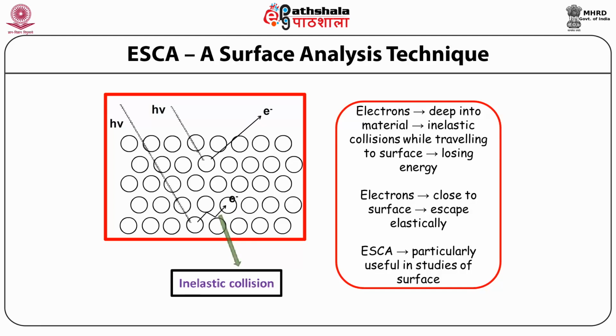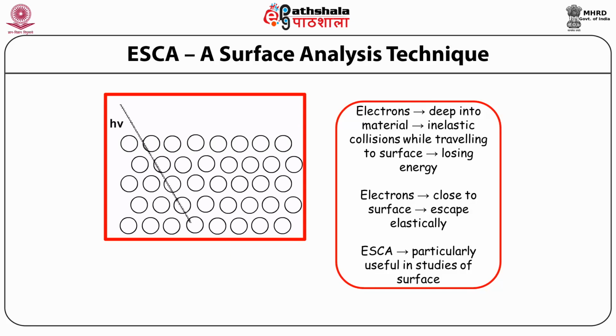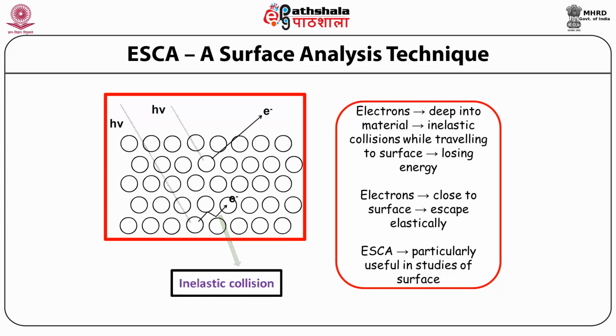The second possibility is that electrons close to the surface, which is indicated by h nu, an electron E is coming up, getting ejected out. So electrons close to the surface escape the surface. This is what is called elastic ejection or collision. And the other process where electrons come out is called inelastic collision.